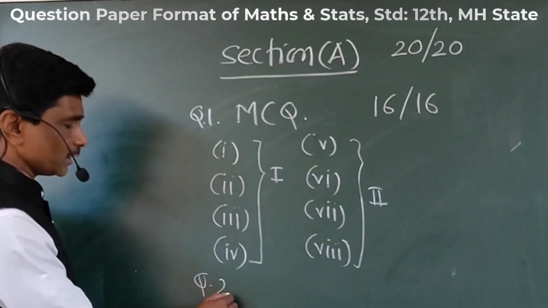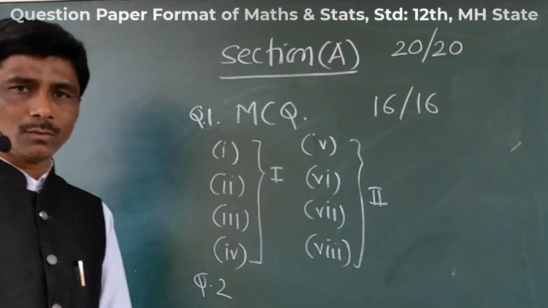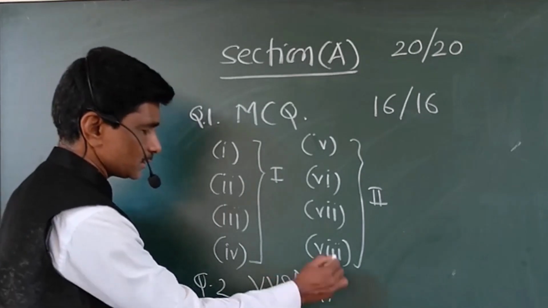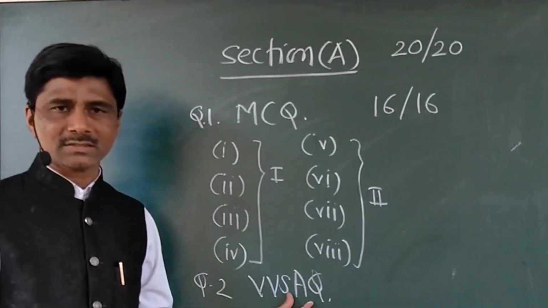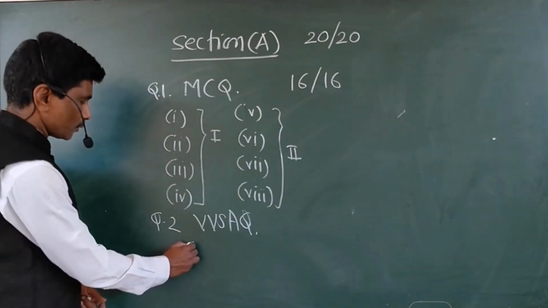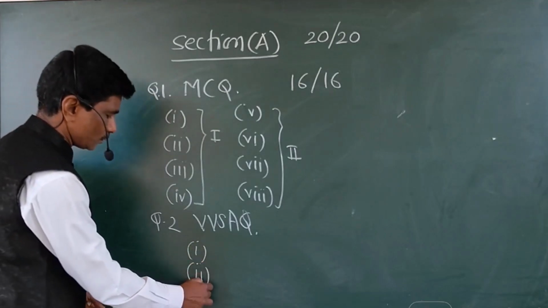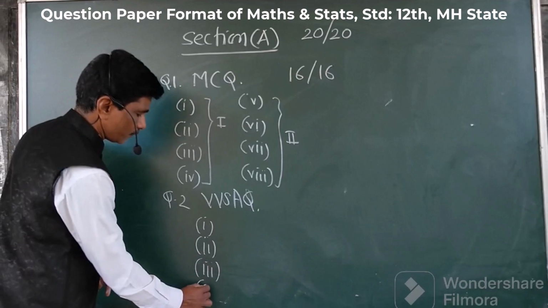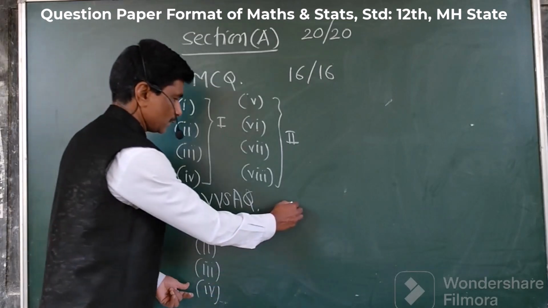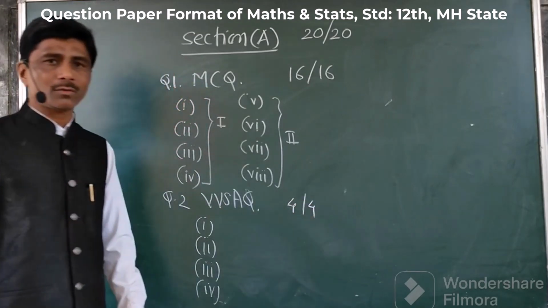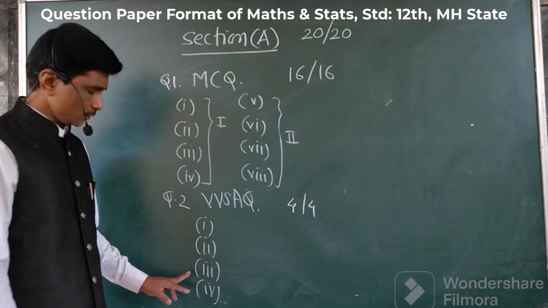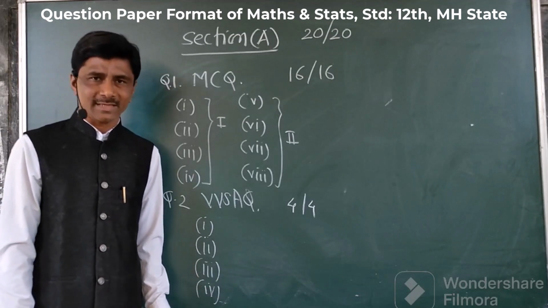Then question number 2 is here. Now in this question number 2, the questions are of the type very short answer questions. VSAQ type of questions are there. Now there are 4 questions. Question number 1, 2, 3 and 4. Each question carries 1 mark. So there are 4 marks. So you have to solve 4 out of 4. Question number 1, 2 are from the first part here again. And question number 3, 4 are from the second part.